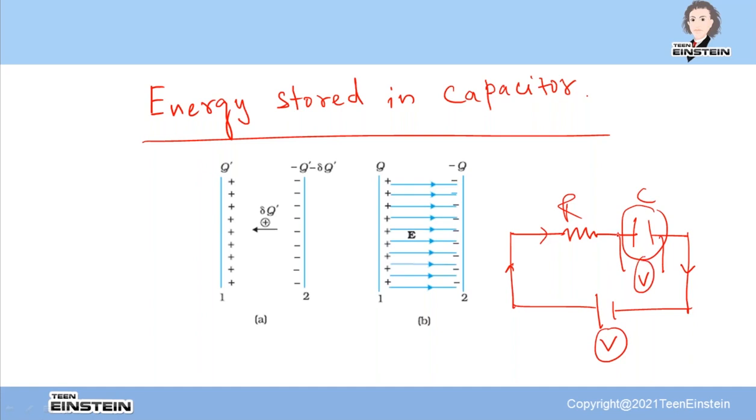Suppose this is A and this is B, between A and B. If there is no potential difference, then there will be no flow of charge. That means there will be no current in the circuit itself.